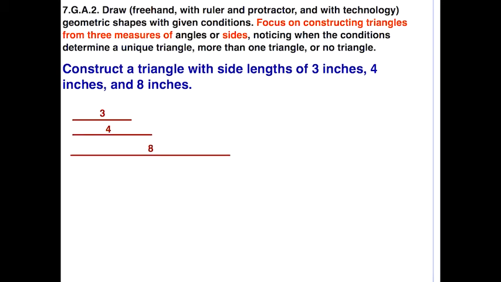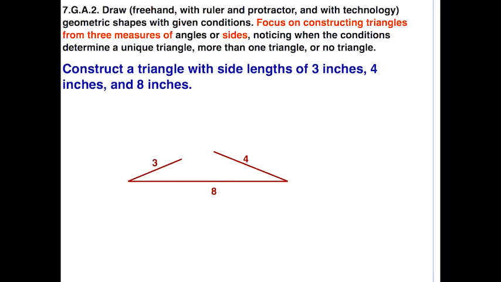Let's take this task. Construct a triangle with side lengths of 3 inches, 4 inches, and 8 inches. So we measured off those three lengths. Now let's use our length of 8 inches and let's form our triangle. Oops, wait a minute. This isn't working. We can't make a triangle out of these three given lengths, so no triangle is possible.